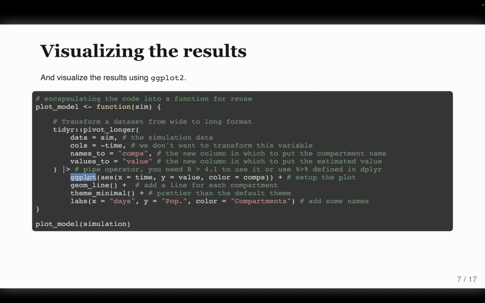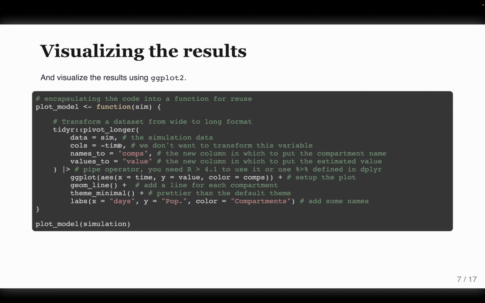So ggplot takes as first argument the data, then as second argument the so-called aesthetics. That is, we want to assign a variable to each parameter of the plot. So for the x-axis we use the time, for the y-axis we use the values computed by the simulation, and then we also want to have different lines for each compartment with a different color. ggplot is quite smart, so if we use color equal to comps, it will automatically create different lines, choosing a different color for each line.